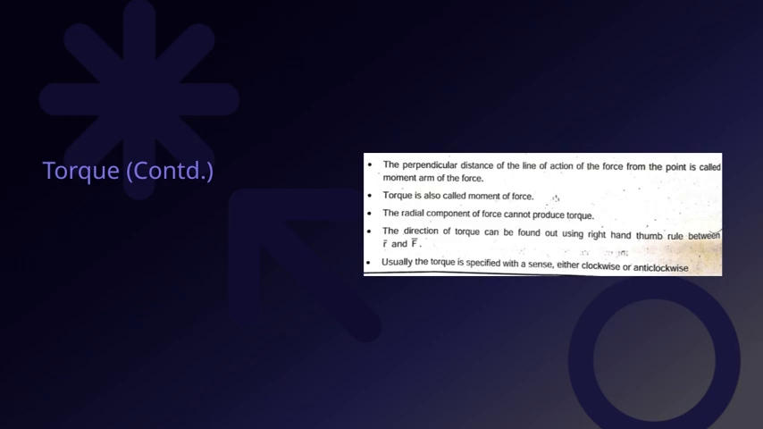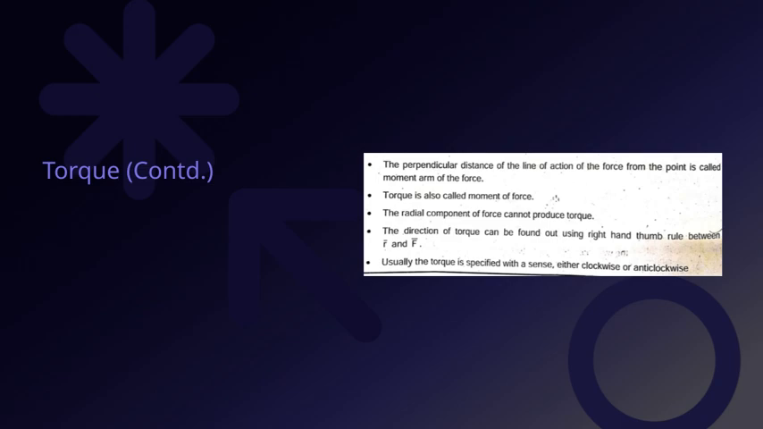Another point to keep in mind is the concept of equilibrium. When the sum of all torques acting on an object is zero, the object is in rotational equilibrium. This is a fundamental principle in mechanical systems and helps us analyze whether objects will start rotating or stay stable.